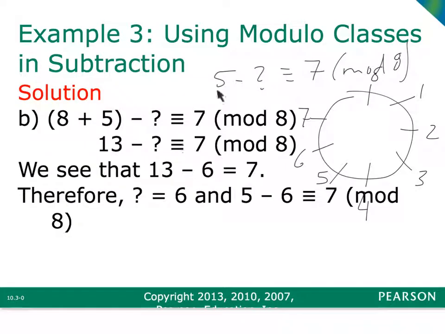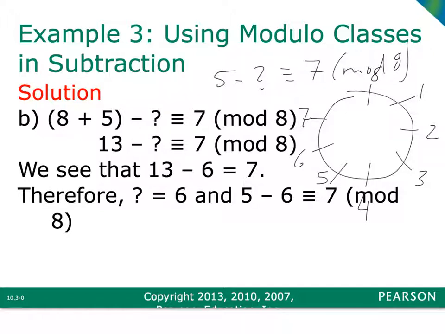And then for C, we had 5 minus what is congruent to 7 modulo 8. We can make this bigger by adding 8. So we have 13 minus blank is congruent to 7. So 13 minus 6 is 7. So our answer would be 6 here. To write our answer in the right form, 5 minus 6 is congruent to 7 modulo 8. Now let's do that problem with a clock. We can say 5 minus blank gives us 7 modulo 8.